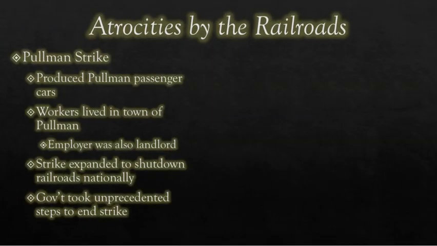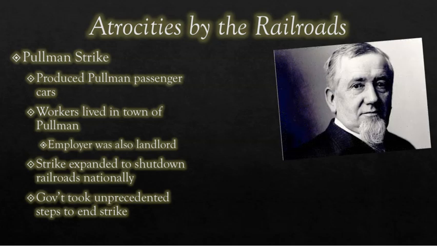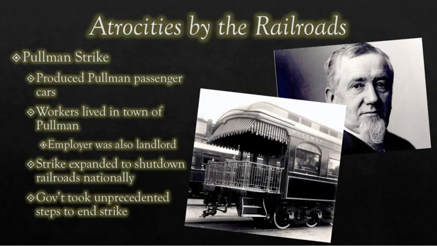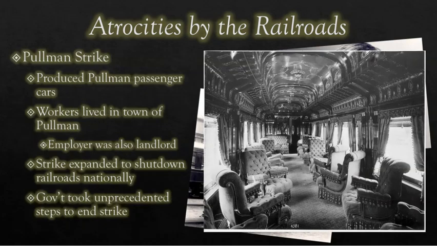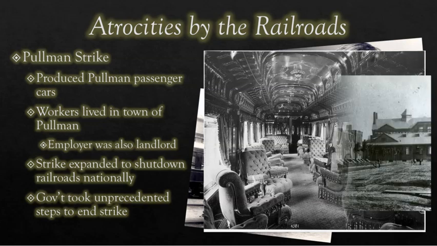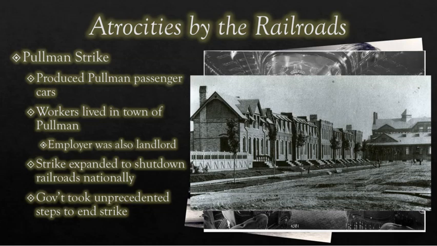Another example of the hardships that were placed on Americans at the hands of the railroads can be seen during the Pullman strike. George Pullman had a company that produced Pullman passenger cars for many of the lines across America. The railroad cars were luxurious for travel during the time, similar to flying first class today. Most of the factory workers who were employed making the cars lived in the town of Pullman within the city limits of Chicago. The town was owned by George Pullman, so the employees also paid their rents back to their bosses.